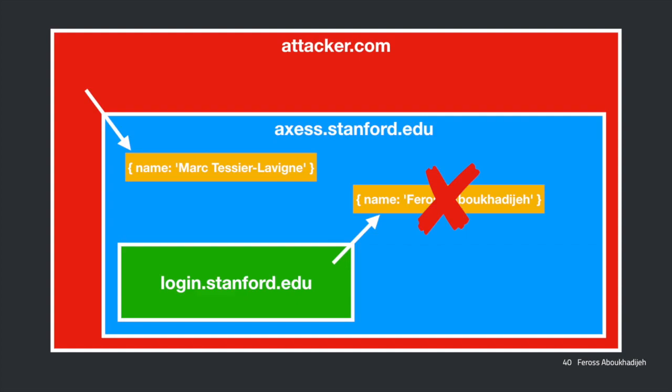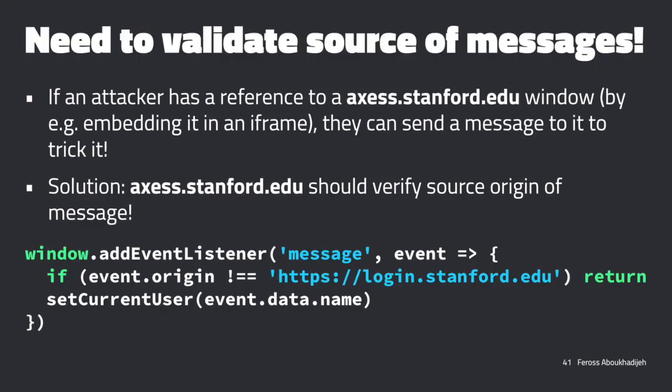Any questions? Does this make sense? OK, cool. So the way we fix this is we need to validate the source of our messages. Fortunately, this event object has a really useful property called origin. We just need to check that against the origin that we're expecting to receive our messages from, and then we're all good.